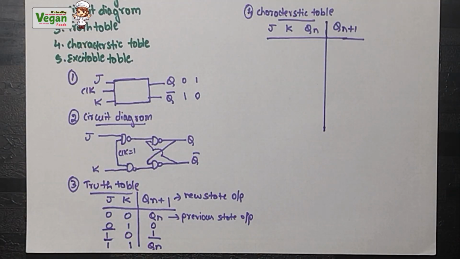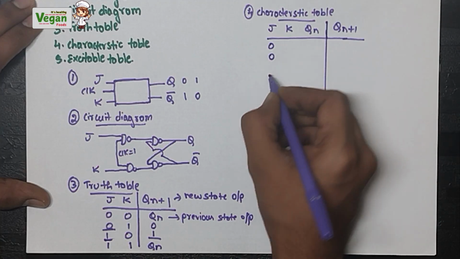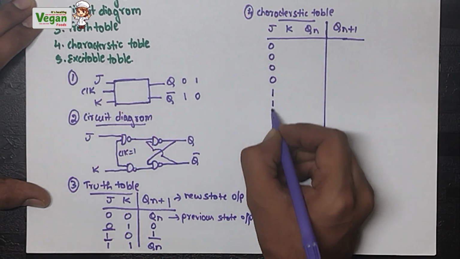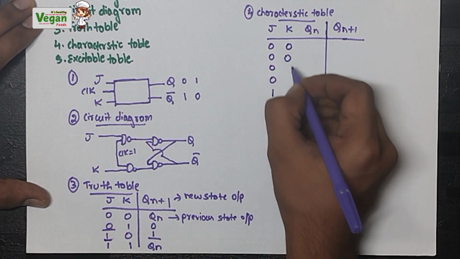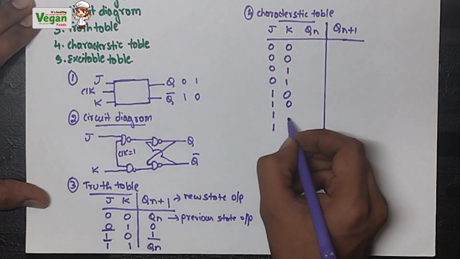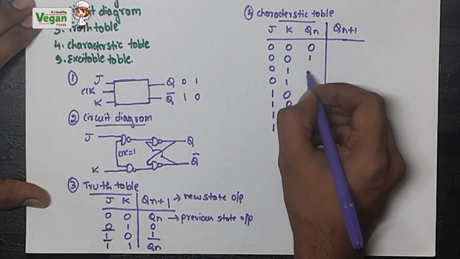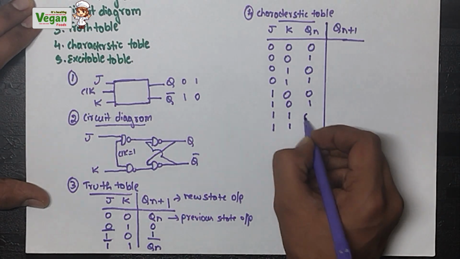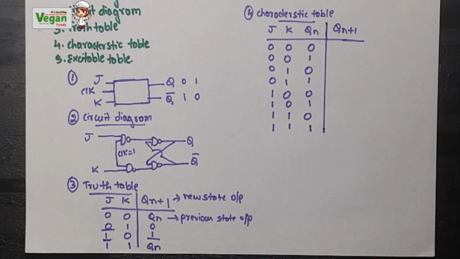Now, since we have three inputs, what will be their combinations? 0, 0, 0, 0, 1, 1, 1, 1. 0, 0, 1, 1, 0, 0, 1, 1. 0, 1, 0, 1, 0, 1, 0, 1. Now we wrote all the possible combinations of the three inputs.